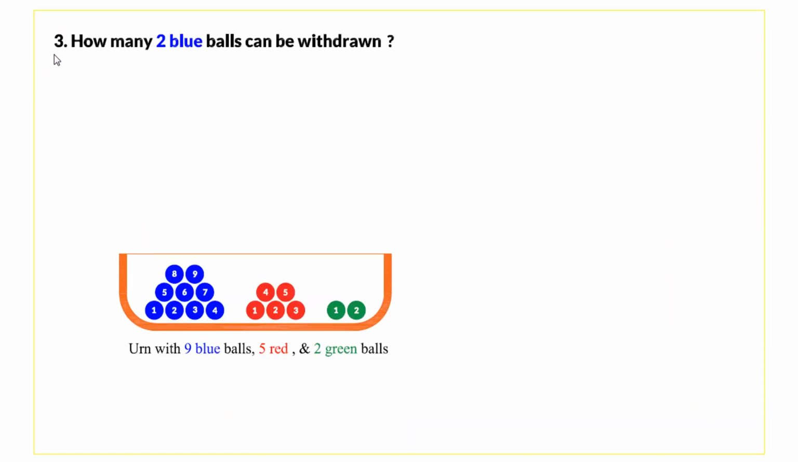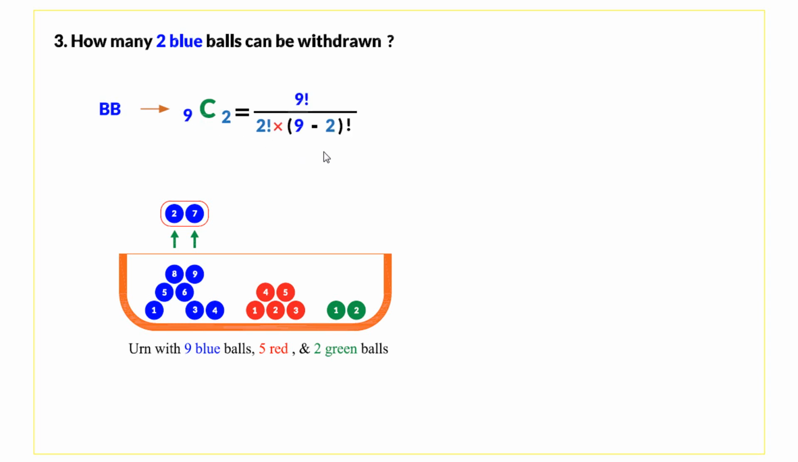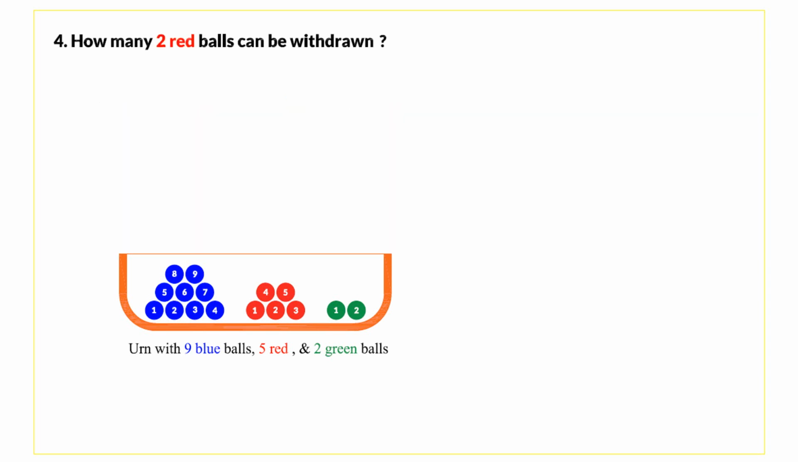Question number 3. How many 2 blue balls can be withdrawn? So we are picking 2 blue out of 9. And now we have a sampling of 2. And the number of ways of picking 2 blue balls out of 9 is 9 combined 2, and that is 36.